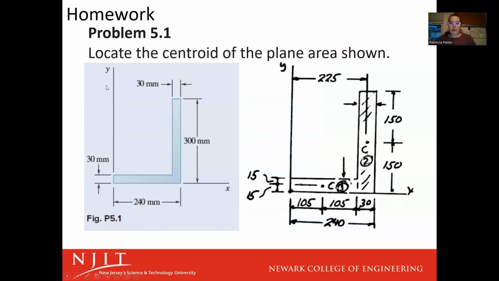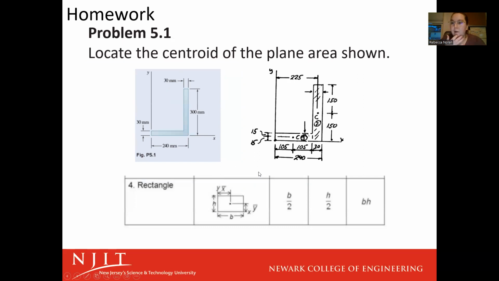So in this case, I put a vertical line. I continued this vertical line all the way down. So my first area is going to be this 30 height, and it's going to go across this 240 minus this 30 of this last portion. And then my second one is going to go this whole right side, so the full 300.